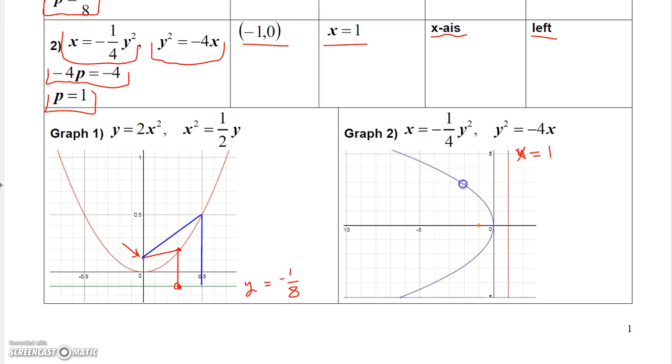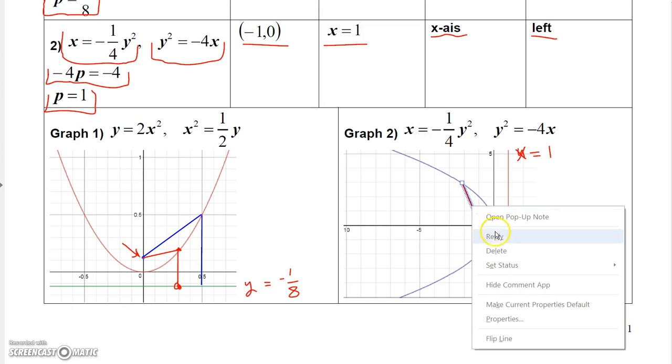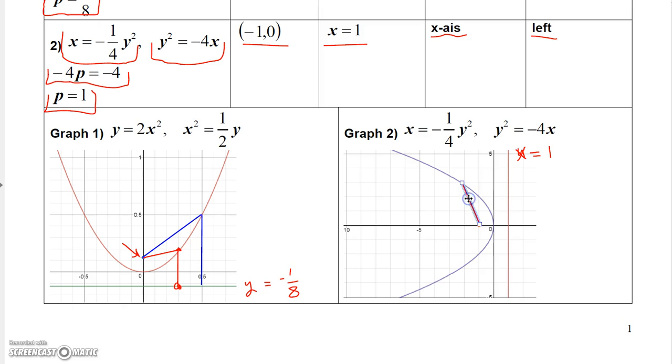The distance from the focus to that point would be that length, but then you would have the same distance from that point to the directrix. Basically, these two segments would be the same length.